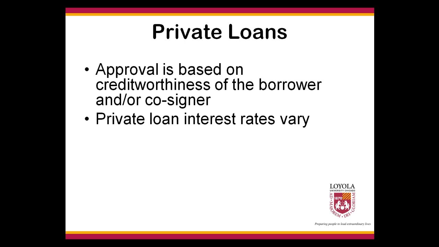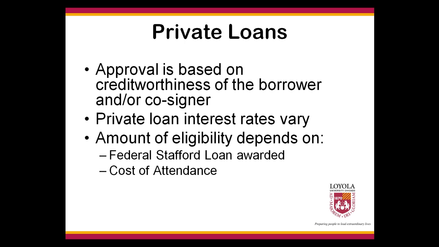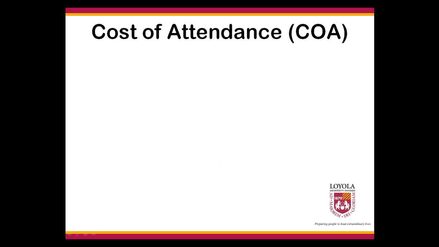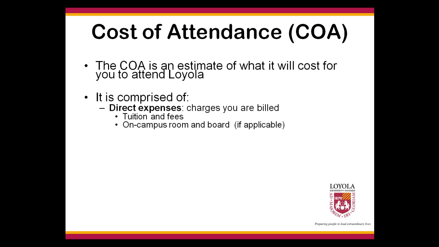Your private loan eligibility is determined by your cost of attendance minus the amount of Federal Stafford loans that you have received. The cost of attendance is essentially the budget or the cost for you to complete the entire program. It consists of two types of expenses. There are direct expenses that you are billed by the university. This will be what shows on your e-bill, costs for tuition and fees. And then if you live in our residence halls, it would be your on-campus room and board.